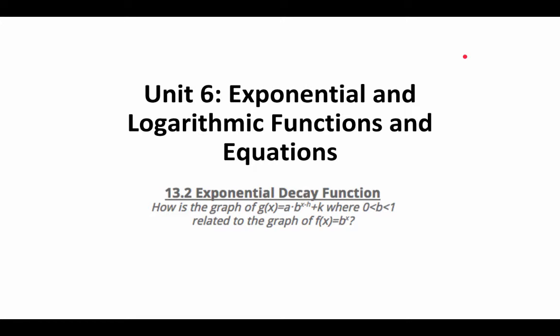Welcome to the lesson on 13.2, exponential decay function. The essential question here is how is the graph of g of x equals a times b to the x minus h plus k, where in this case b is between 0 and 1, related to the graph of f of x equals b to the x?